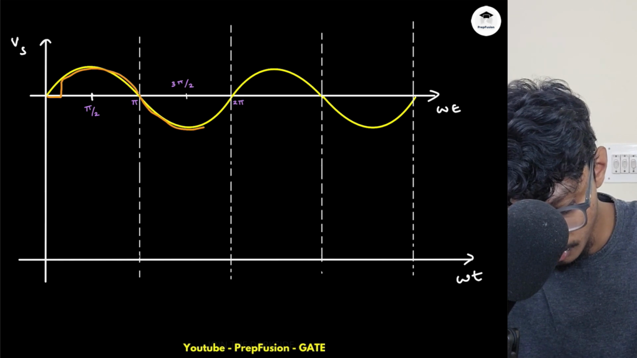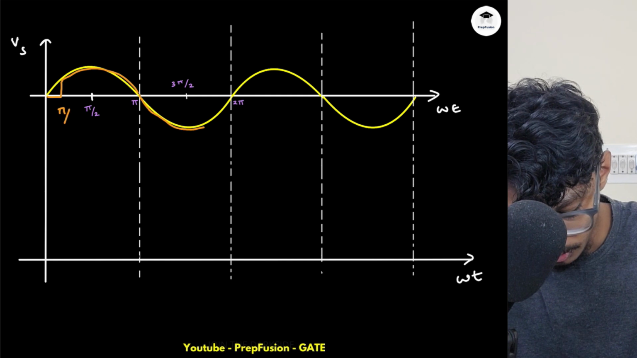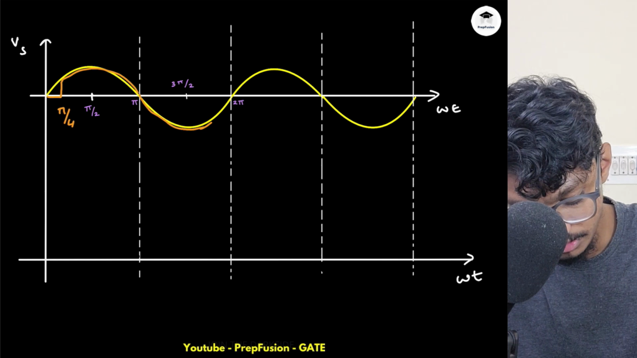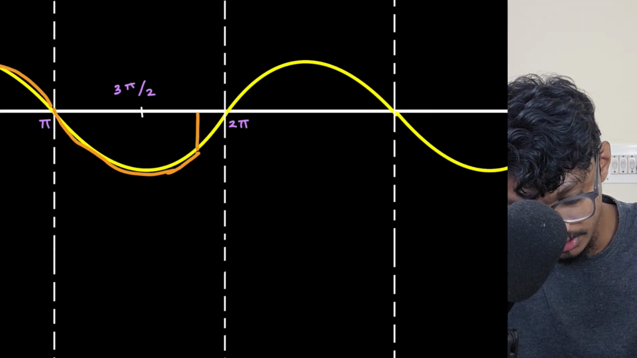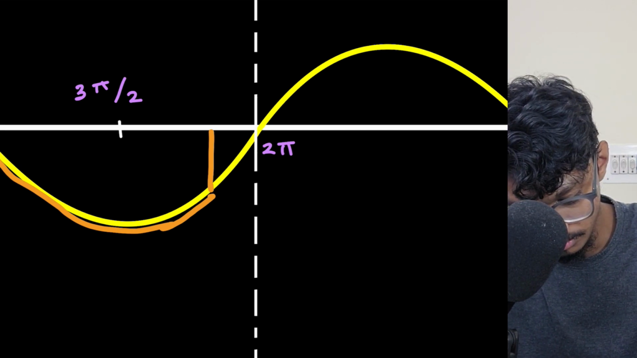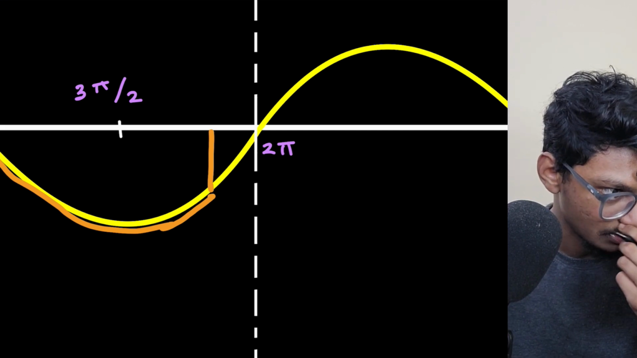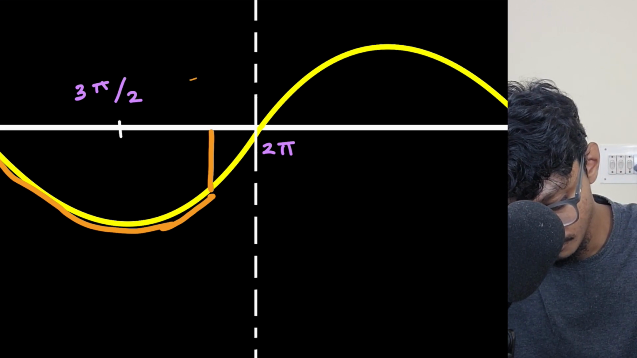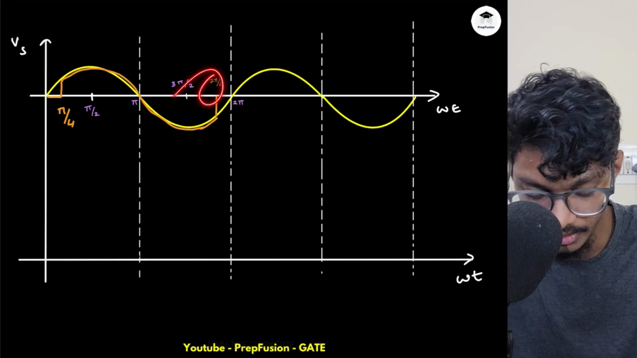The diode will turn on, and then what will happen? It will turn off when? It will turn off at this particular point, this is pi by 4. So it will turn off at 2 pi minus alpha, that is this value. So it will turn off here. What is this value? This value is 2 pi minus alpha, 2 pi minus pi by 4, that is 8 pi minus pi over 4, which is 7 pi by 4, right? So at this particular angle, it will turn off.